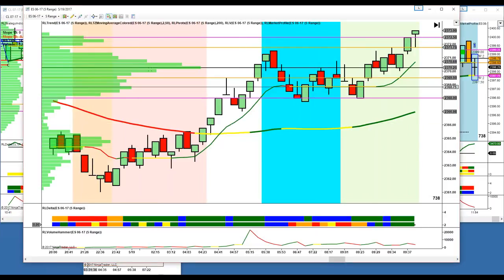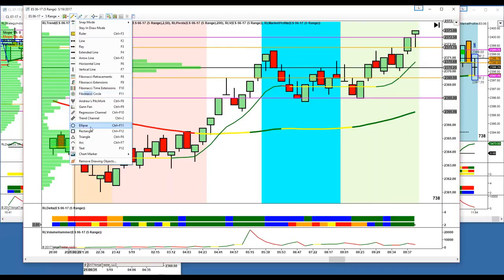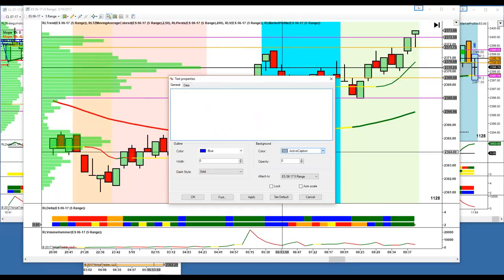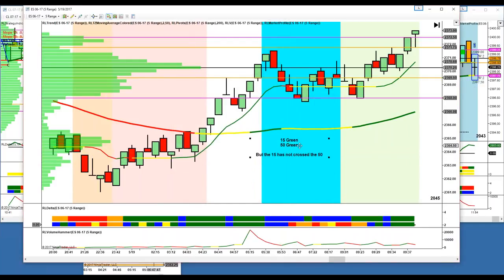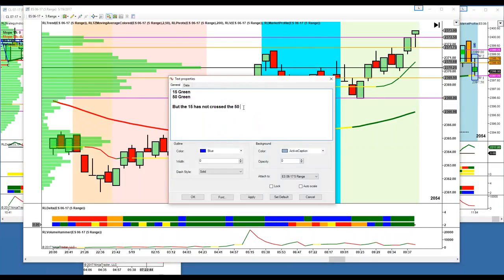I'm going to write it out. So the 15 is green, the 50 is green, but the 15 has not crossed the 50. The 15 is still below the 50, and since we're looking for that 15 moving average cross, that's really important. And again, decreases the risk of the trade.